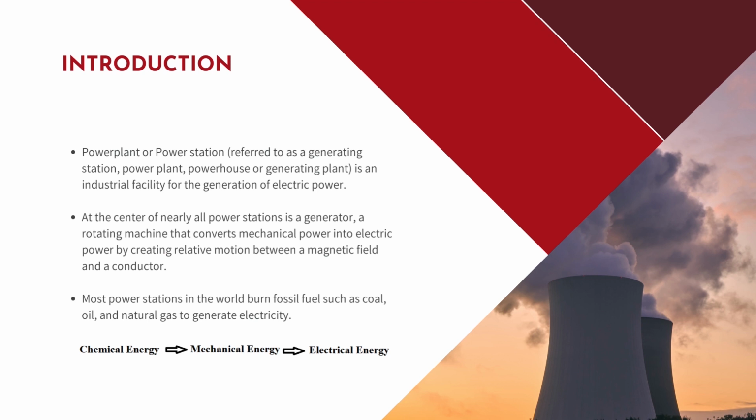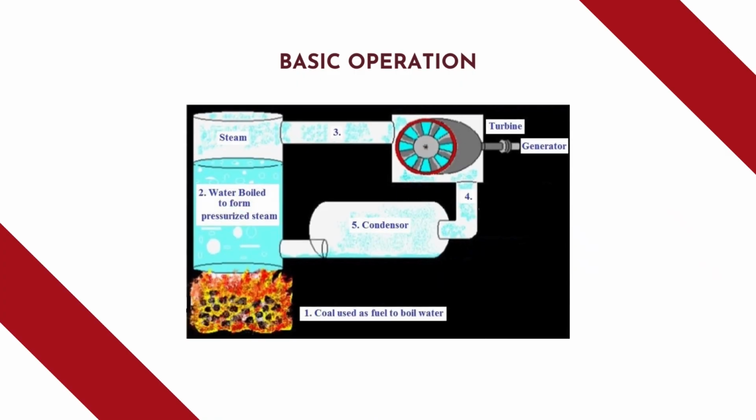Most power stations in the world burn fossil fuels such as coal, oil and natural gas to generate electricity. Basically, here we can see the flow diagram of this energy conversion: chemical energy is converted into mechanical energy, and ultimately this mechanical energy is converted into electrical energy using these power plants. Here in this picture we can see the basic operations and basic components of a power plant. Number one, we can consider the basic component as coal used as fuel to boil water.